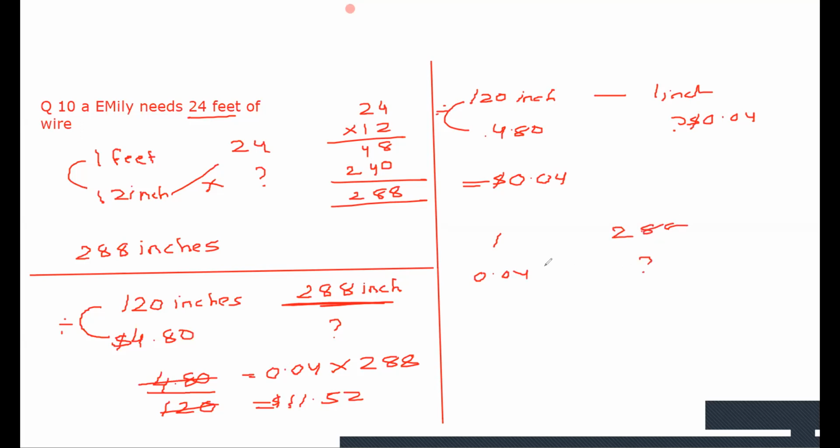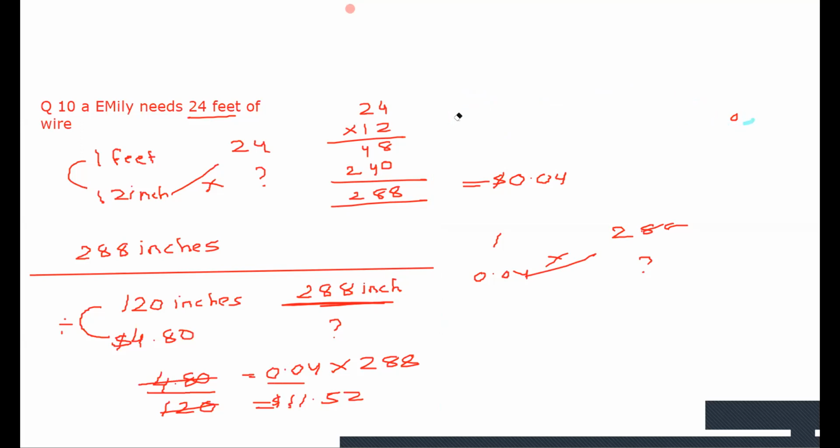288 inches is how much? You need to multiply this. Same way. Am I correct? It is the same way. Finally, you are multiplying the answer with this. So the best way to remember these kind of questions is that you will divide and then you will multiply.